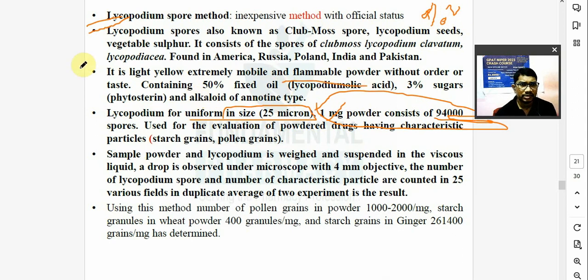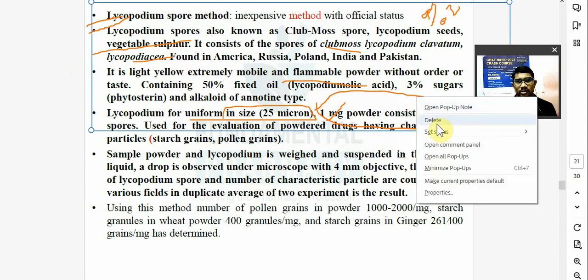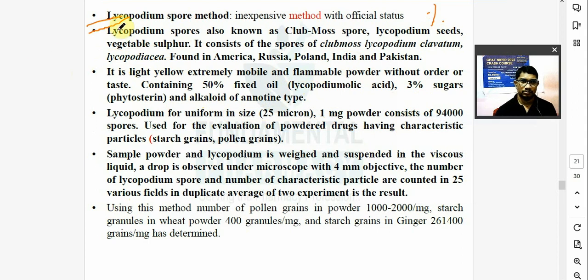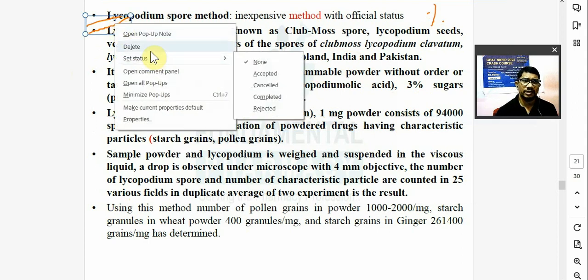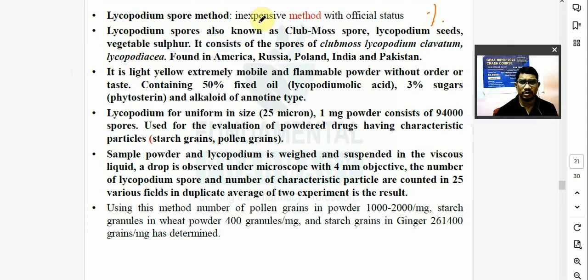We have already seen this, but I have revised it because questions have come on this many times. So remember, it is a method for measurement of percentage purity of a drug. Lycopodium spore. Okay. So in case of ginger also, this is a constant: 286000.